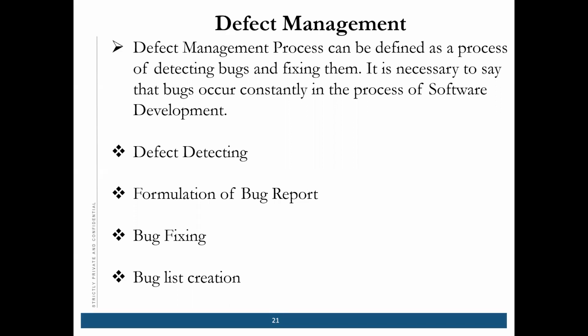It is necessary to say that bugs will occur constantly in the process, so you have to manage that defect, and then you have to create a defect list, a bug list. Also, there is one more assignment I wanted to give you: what is the difference between a defect and a bug? You have to find that out. Note it down.